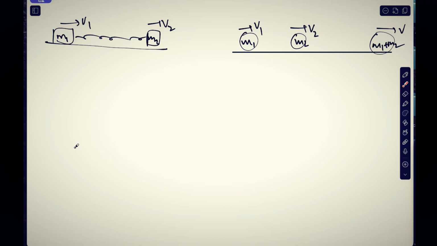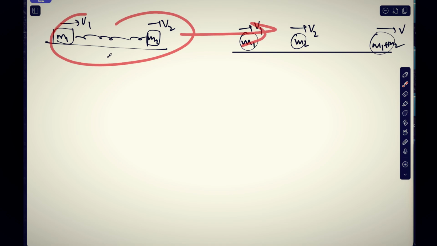Then when these blocks, the spring block system, are moving like this, let's say both are given velocity in this direction. So initially they might move this way. Let's say they were given velocity in opposite directions. Then they will start like this and move in any one direction, depending on which direction has higher momentum.